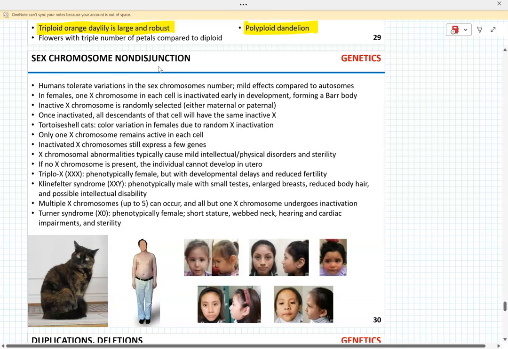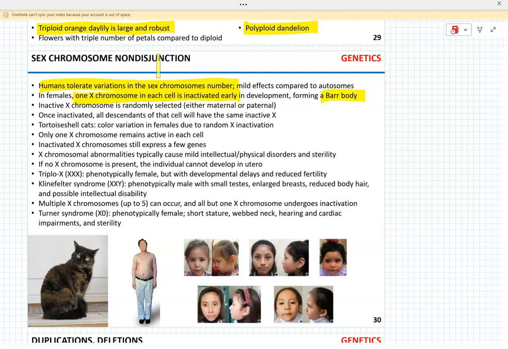Non-disjunction can occur not only in autosomes, but also in sex chromosomes. But humans tolerate these variations much better, and we're going to figure out why. In females, one X chromosome in each cell is inactivated early in development, forming a Barr body. Why is this? Because if you have two X chromosomes, you're going to produce twice the amount of gene products. So in order to maintain the normal number of gene products compared to males, you want to inactivate one X chromosome.